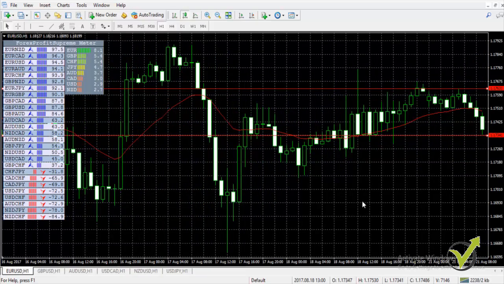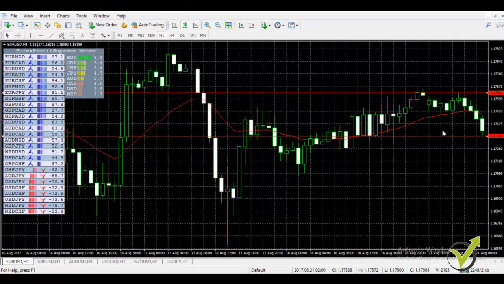Okay, and at this moment euro dollar is going down. Okay, and when the price reaches the upper line or the lower line, I'm focusing on the pair. Okay, then I would like to enter 5 to 10 pips below the line.